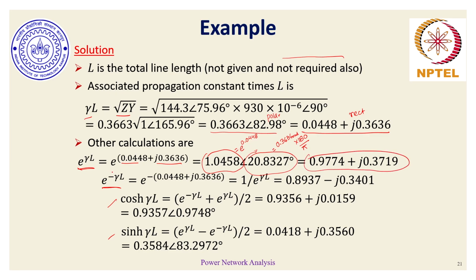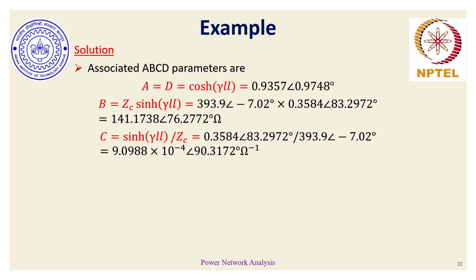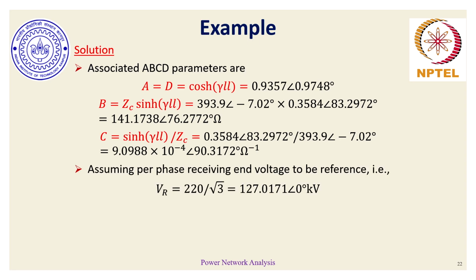We can also take the inverse of the first term and get e to the power minus gamma L. Take the means of the gamma L and minus gamma L terms, and you get the cos hyperbolic function and the corresponding sin hyperbolic function. You have to be careful in evaluating that. Depending on what setting you have chosen in your calculator, whether radian mode or degree mode, this number would drastically change. You have to be very careful. Once you know the corresponding hyperbolic functions and characteristic impedance, find the ABCD parameters.